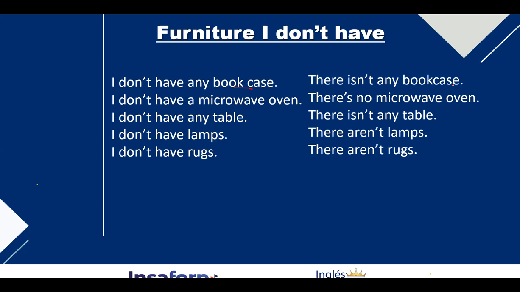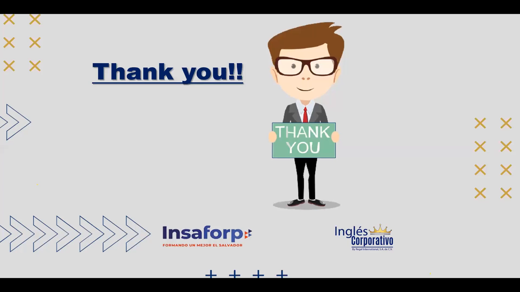there isn't any bookcase, there's no microwave oven, sería la otra manera de decirlo, there's no microwave oven, no hay un horno microondas o no hay microondas, there isn't any table, no hay ninguna mesa. There aren't lamps. No hay lámparas. There aren't rugs. No hay alfombras, ¿verdad? Entonces, esta sería la manera, las dos maneras de decirlo, ¿verdad? Cosas que no tenemos. I don't have a television.